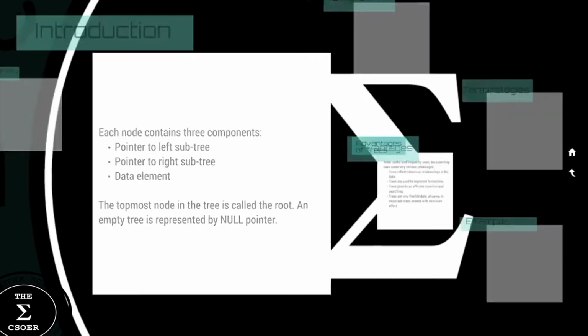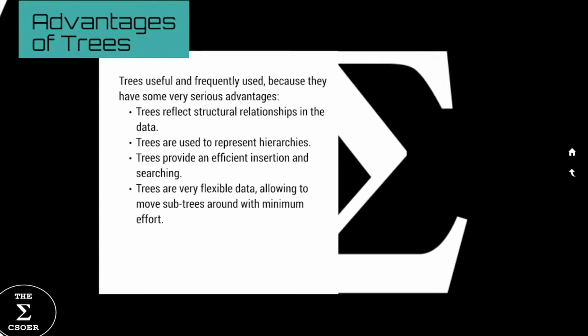Now we have the advantages of trees. Trees are very useful and frequently used because they have some very serious advantages. Trees reflect structural relationships in the data. Trees are used to represent hierarchies. Trees provide an effective insertion and searching way. Trees are very flexible data, allowing to move subtrees around with minimum effort.